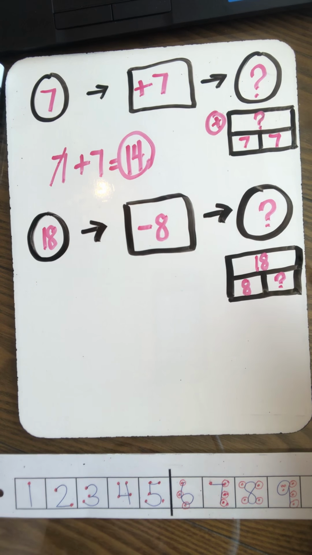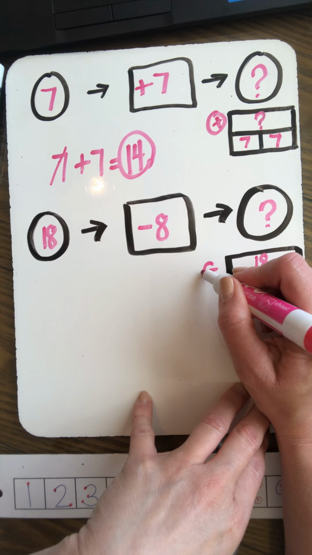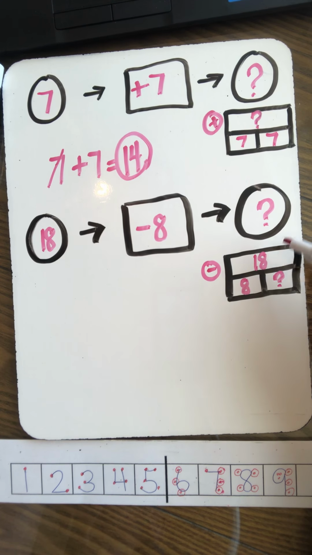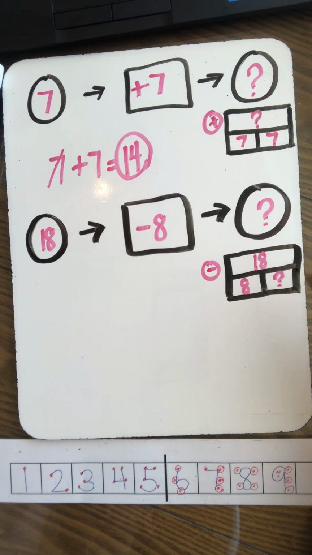Now, boys and girls, this kind of pattern where I'm looking for the part, it can be either part. The mystery number could be here, it could be here, is always going to be a subtraction problem. Because remember, the only time I add is when I'm looking for the whole, and we have already got a whole in this instance.